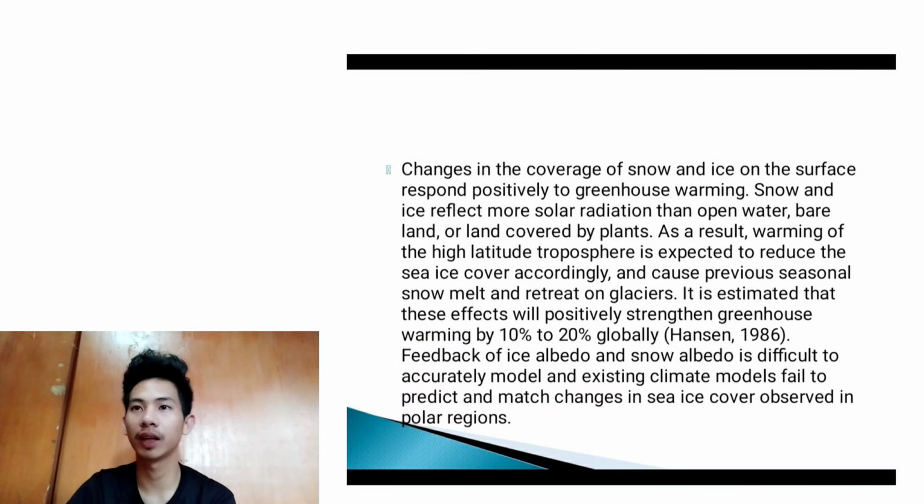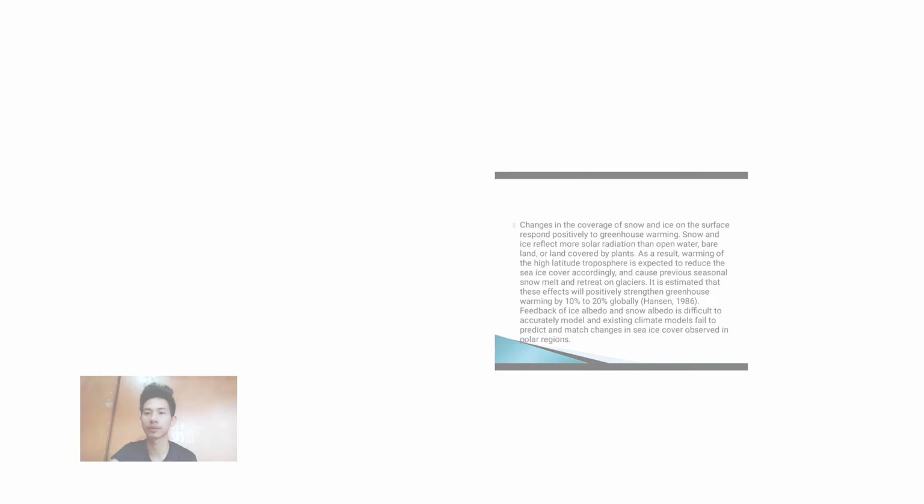Hansen, 1986: feedback of ice albedo and snow albedo is difficult to accurately model, and existing climate models fail to predict and match change in sea ice cover observed in polar regions.